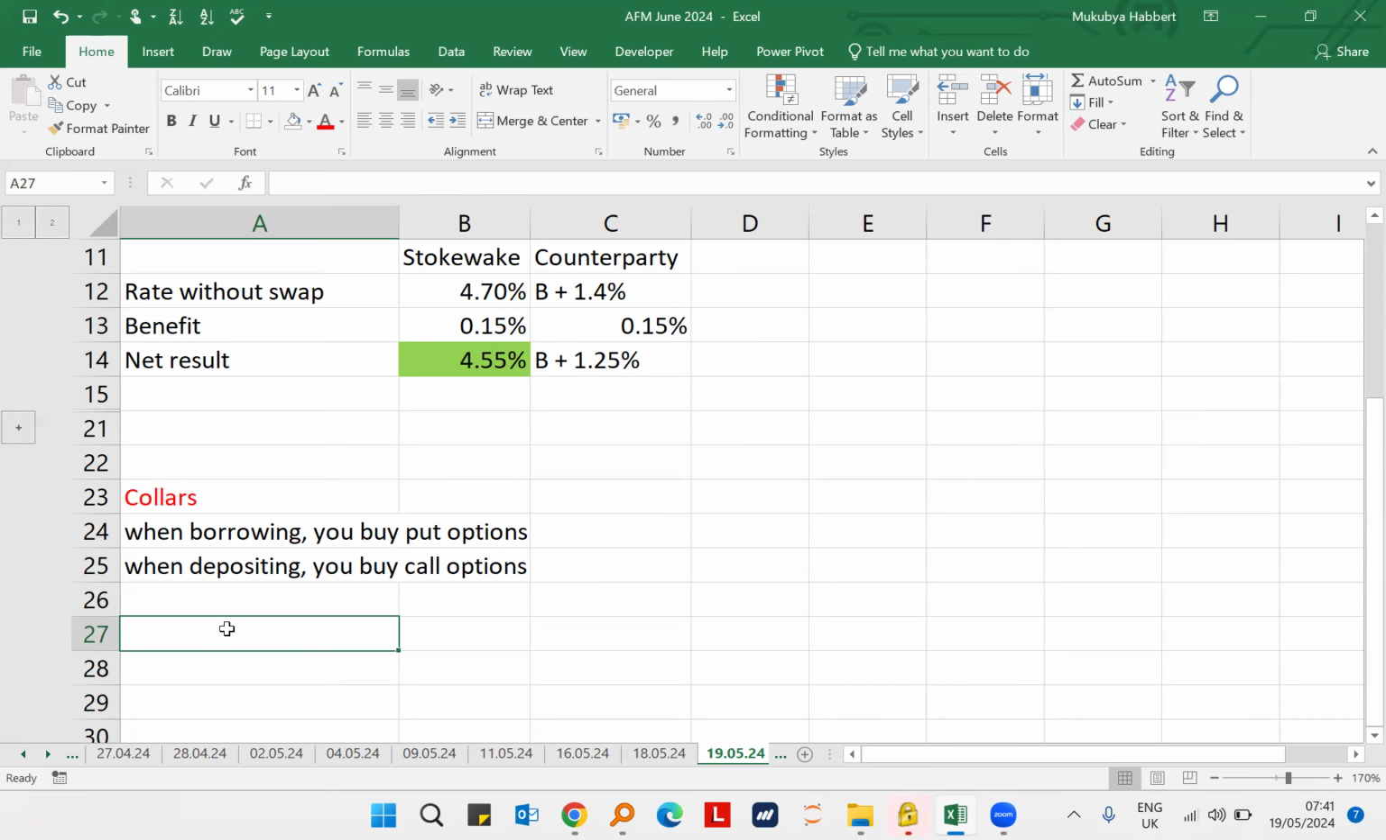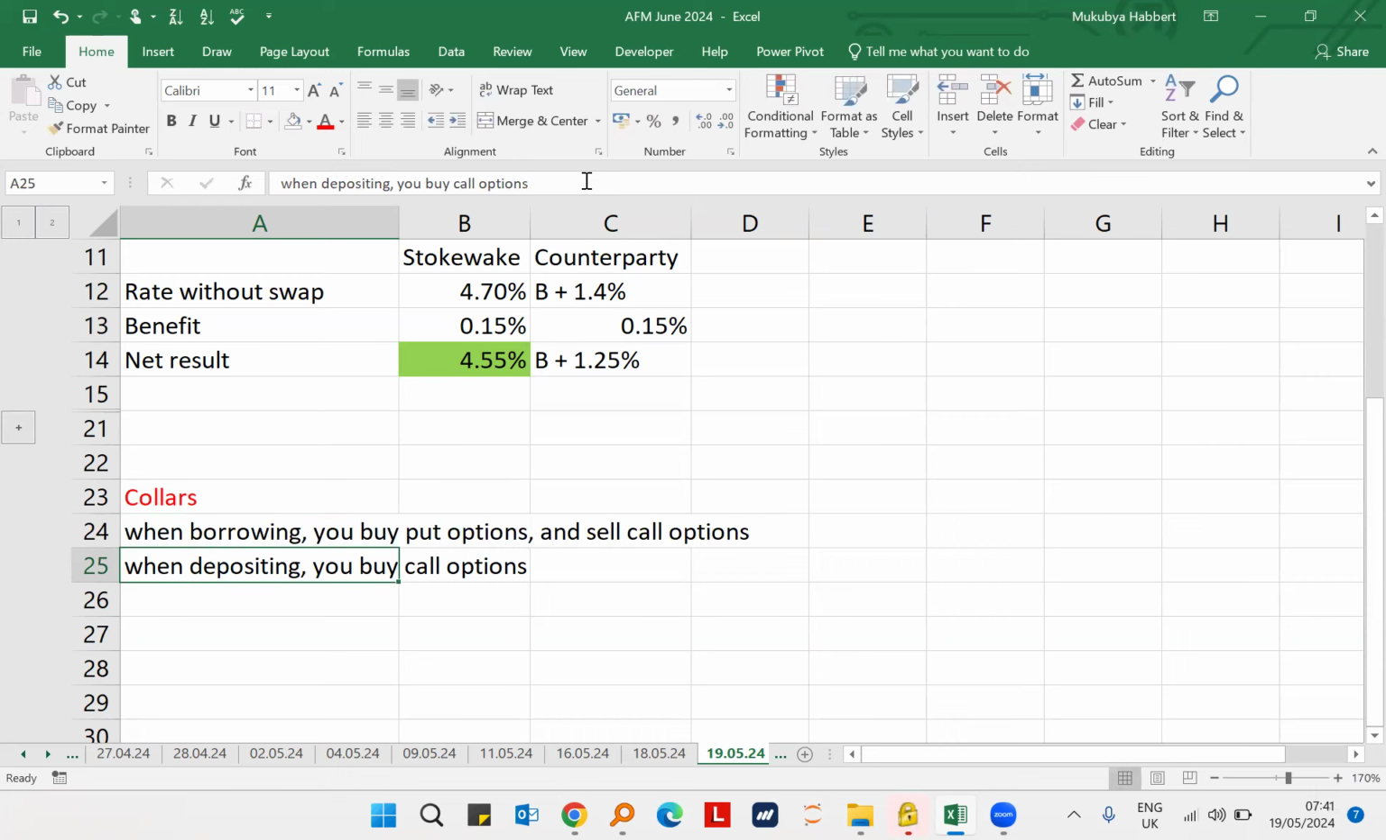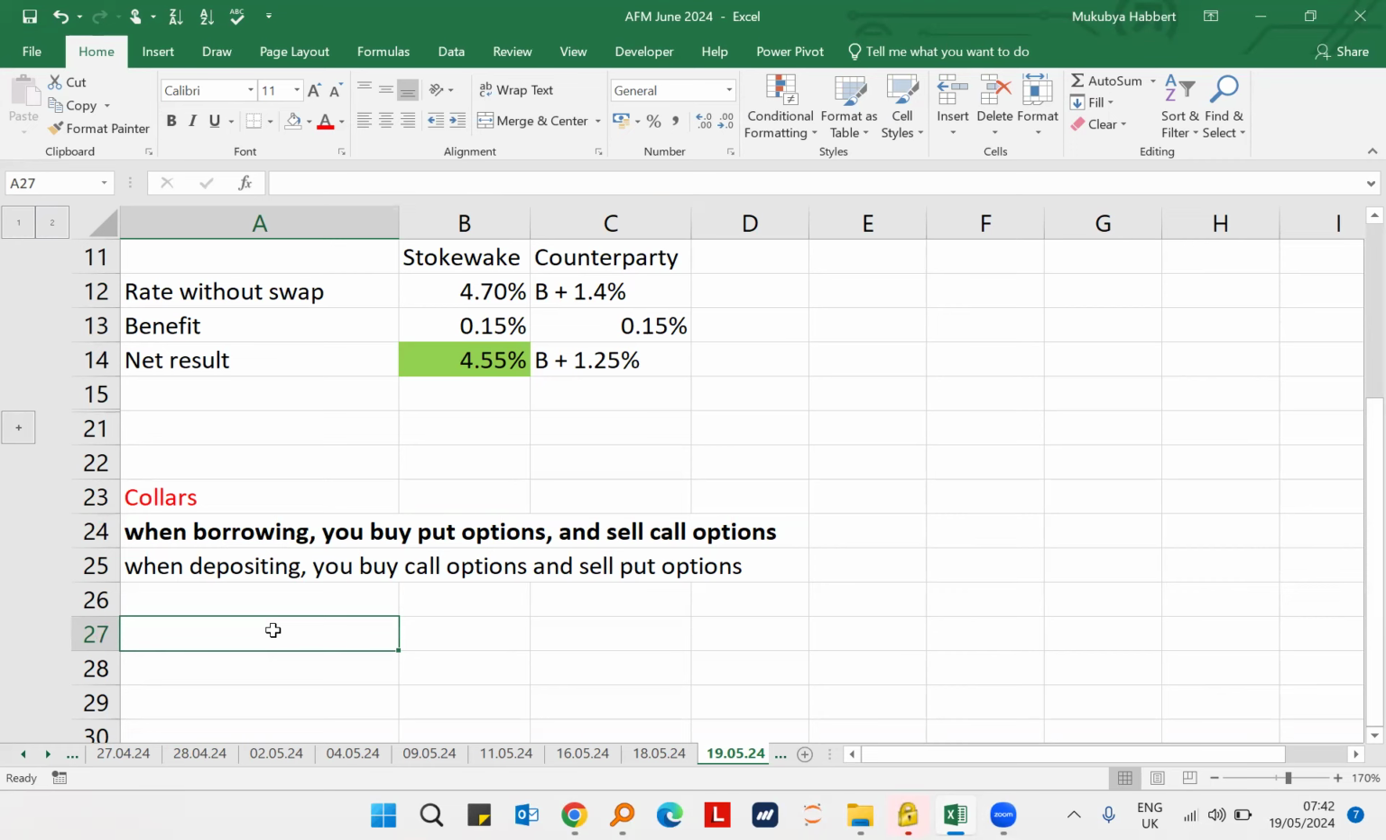And that is if they were normal options without collars. But because they are collars, we buy put options and sell call options when borrowing. And when depositing, we buy call options and sell put options. Now, the reason we buy and sell at the same time is that when we buy, we pay premium. When we sell, we receive premium. So that balances out how much premium we are paying. Since we are borrowing, we are going to buy put options and sell call options.